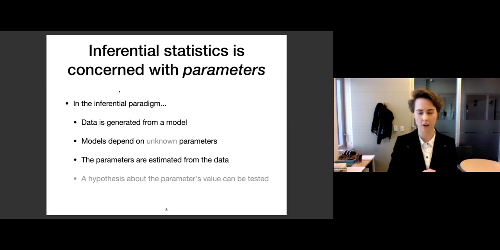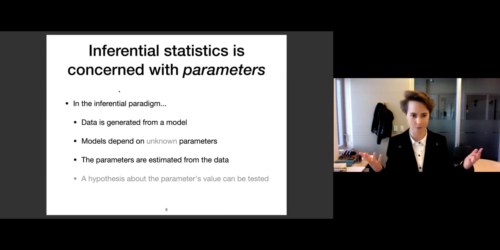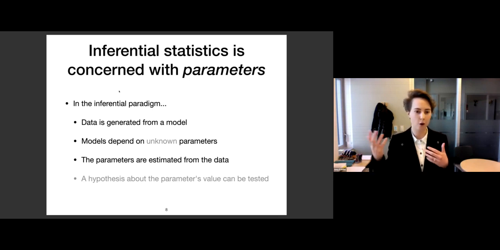Inferential statistics is concerned with something called parameters, but in order to define what a parameter is, I need to tell you a little bit more about this paradigm. Okay, so in the statistical inferential paradigm, we think about our samples as being drawn from some population, some mechanism through which data could be generated. And our not so fancy word for that mechanism through which data is generated is called a model.